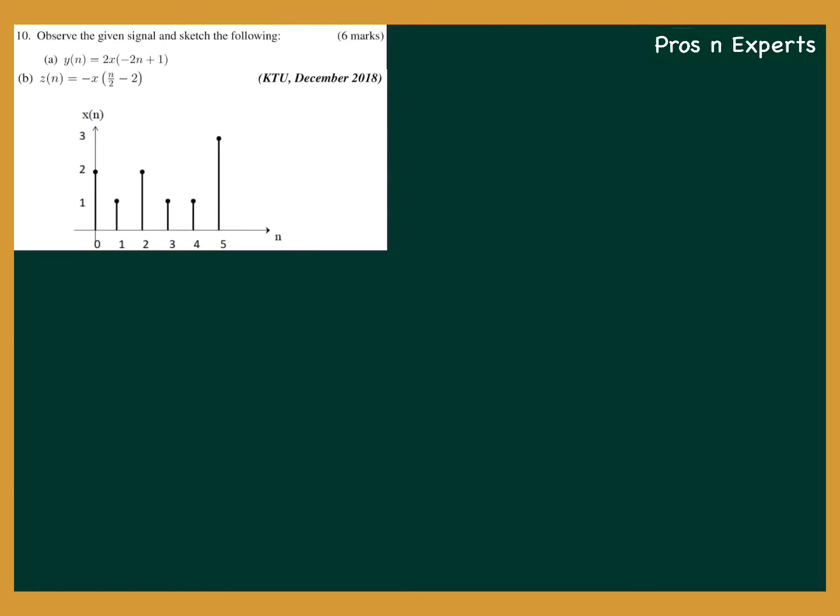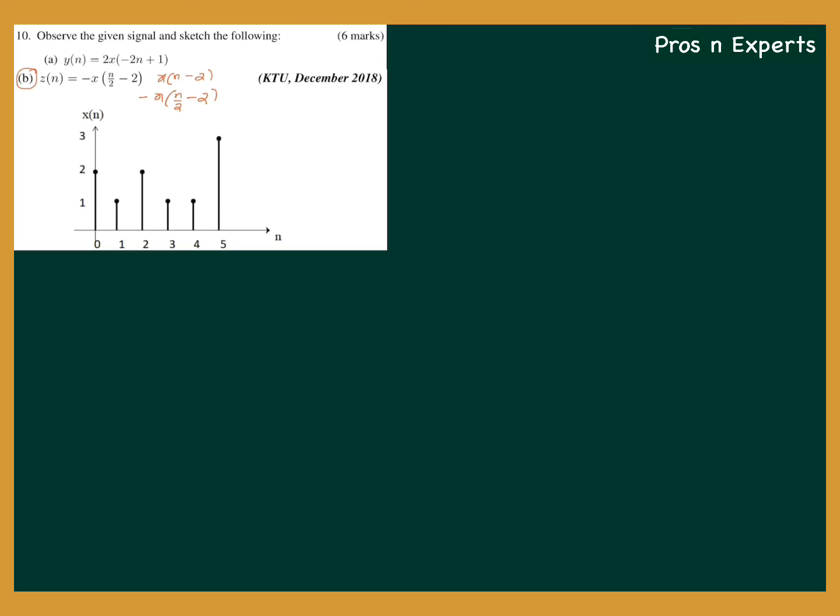Now let us do question B. We have to find z of n is minus x of n by 2 minus 2. Clearly here also, first we have to find out x of n minus 2 as per precedence rule. Shifting should be first. Then we have to find out x of n by 2 minus 2. Here the scaling factor is 1 by 2. And then we have to find the amplitude operation minus x of n by 2 minus 2.